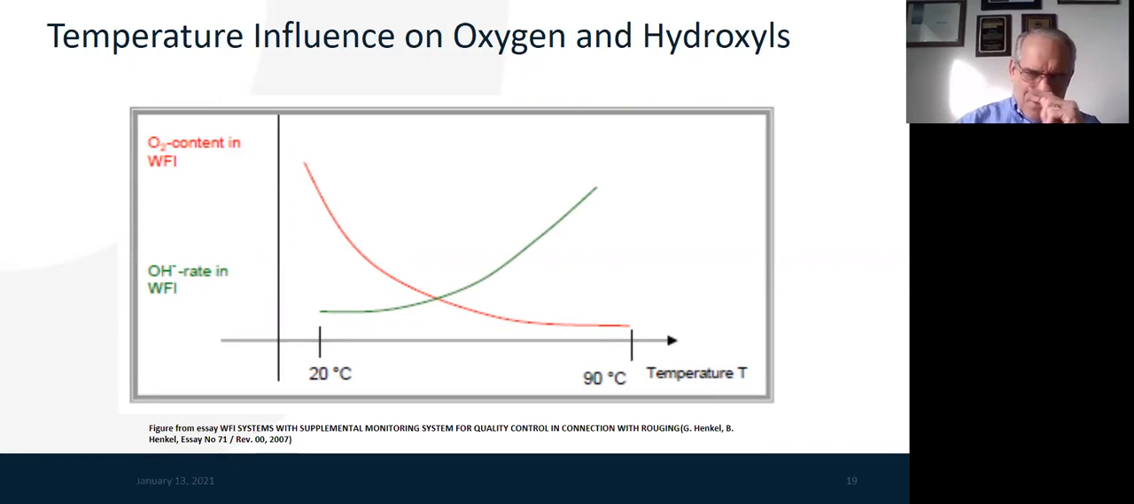This is a graph of temperature showing that the hydroxyl rate will increase with the temperature over time. And the oxygen content will be degasified nominally due to the increased temperature. So as the oxygen and the gas of the oxygen decreases due to temperature, the hydroxyl rate actually increases.